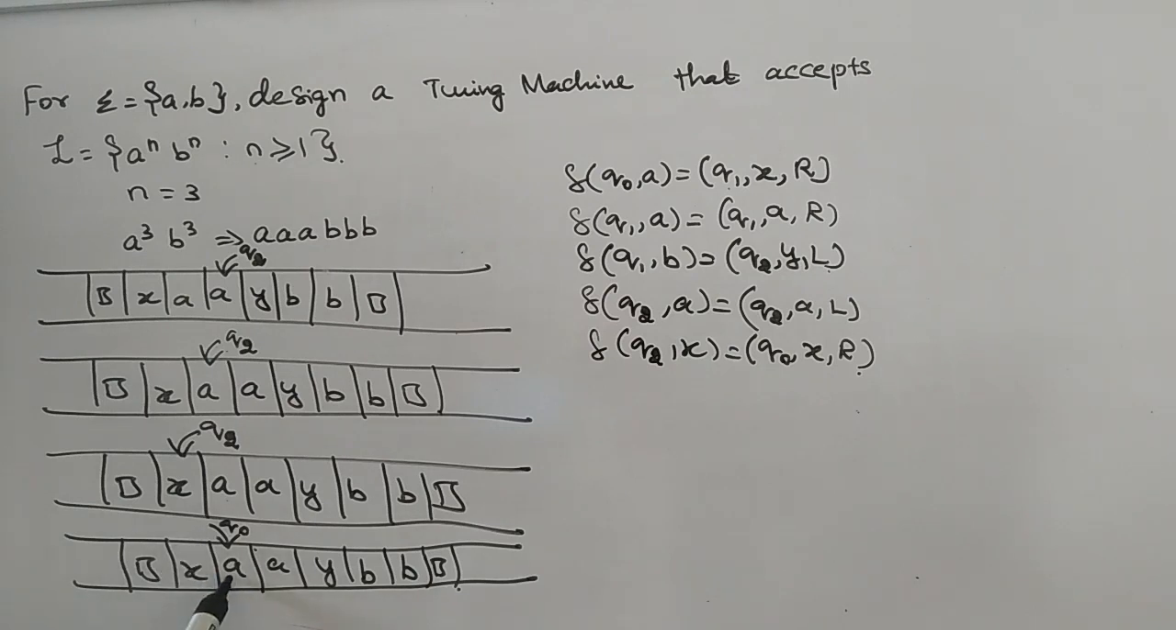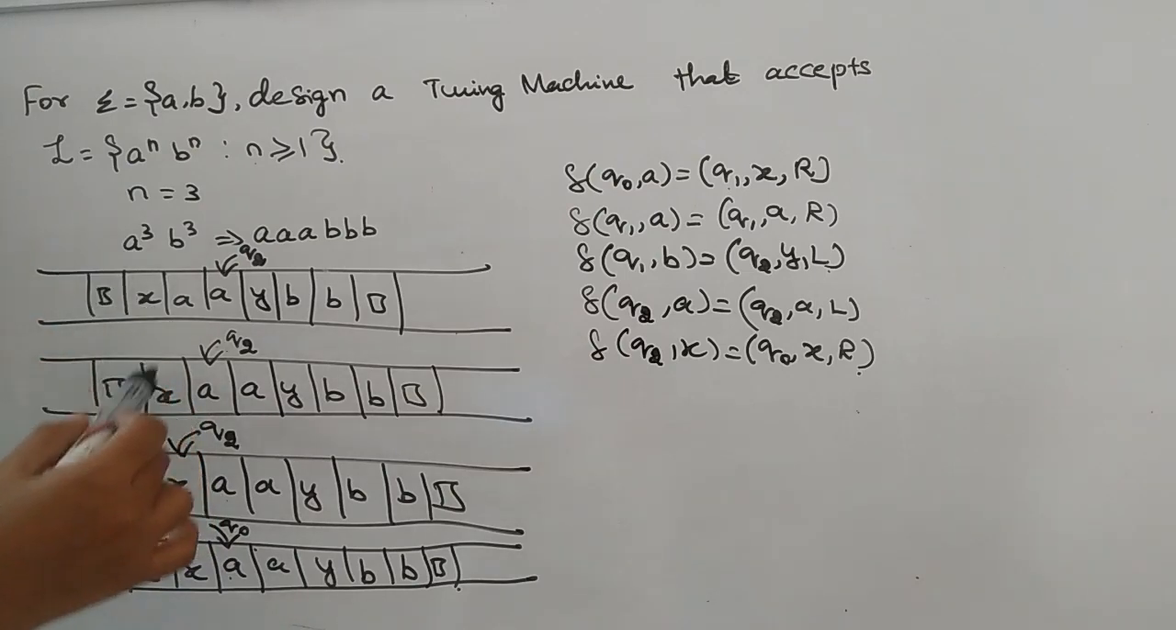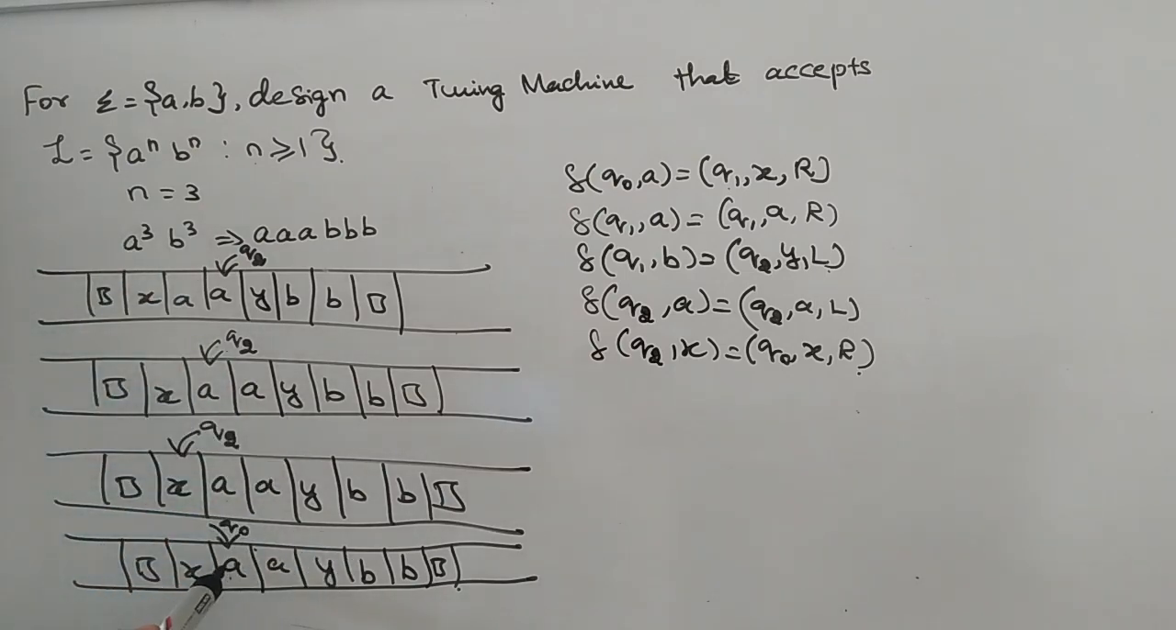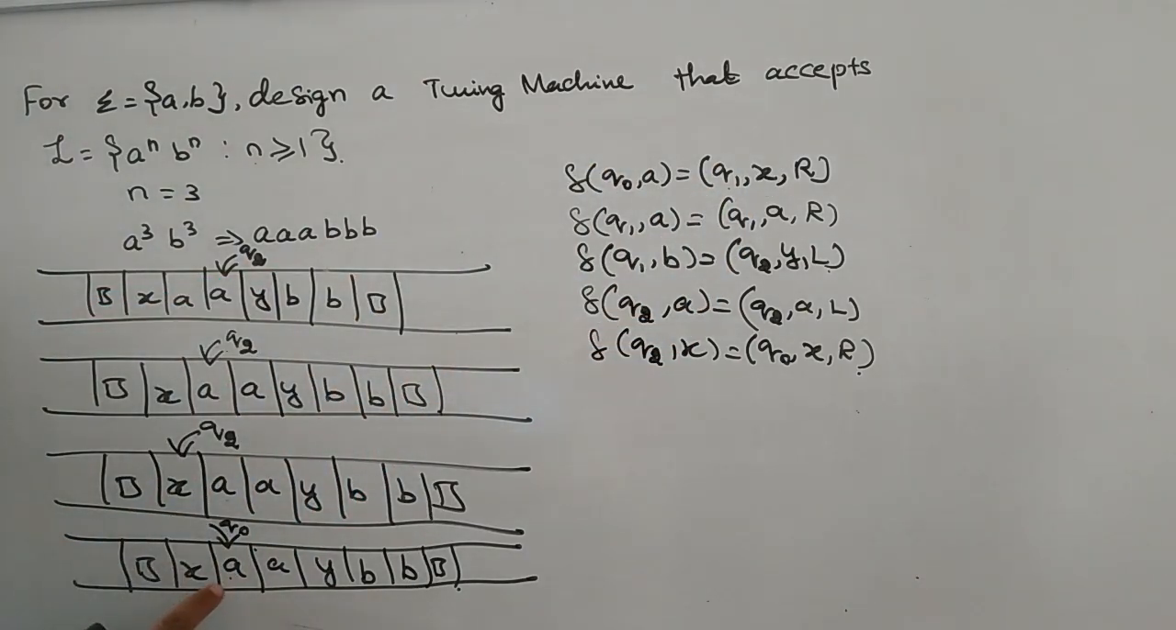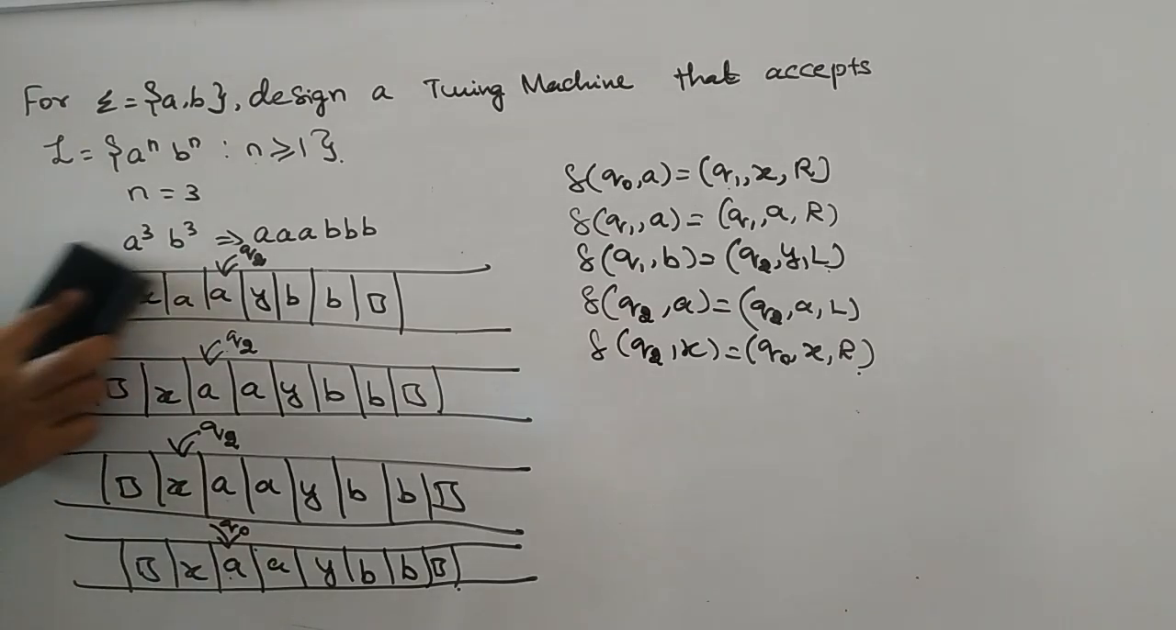What process am I going to repeat? If I encounter the next A, I should replace this A with X, and whatever steps I have done for the first A, all those steps I have to repeat for the second A also. That's why again we are starting with the state Q0, right? So as per this transition, del of Q0 comma A equal to Q1 comma X comma R, that means we have to replace this A with the symbol X.